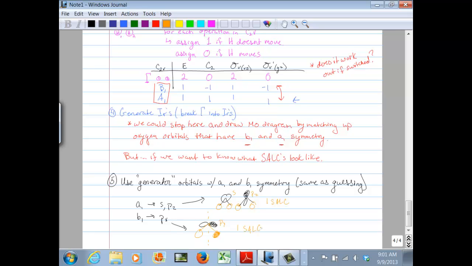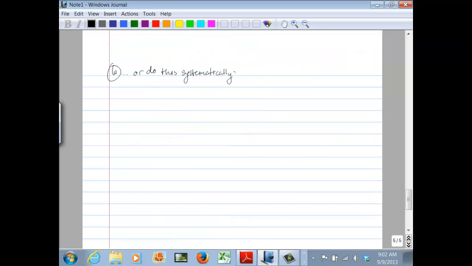And that would be our two SALCs. Now, if you don't want to guess, there's a systematic way to do it. The way you do it systematically is you generate something that's kind of like a reducible representation, but it's not exactly. What we're going to do here is follow one of the ligand's positions in all operations.